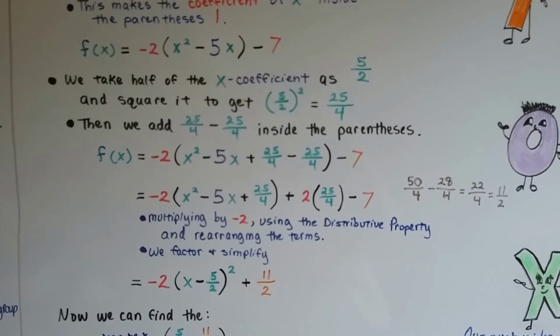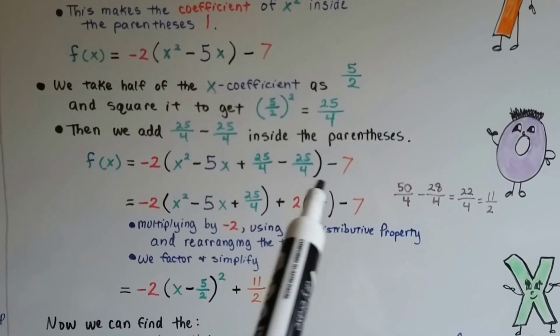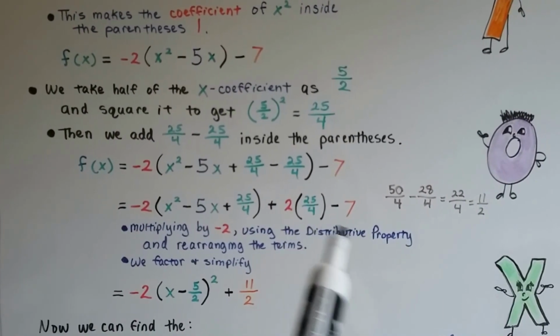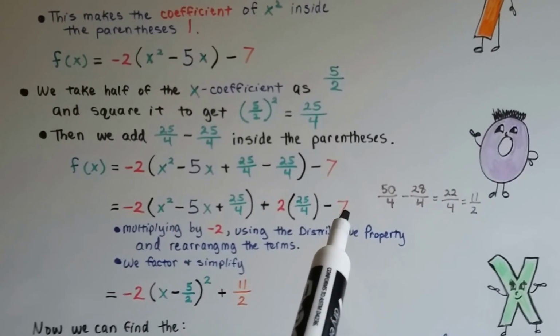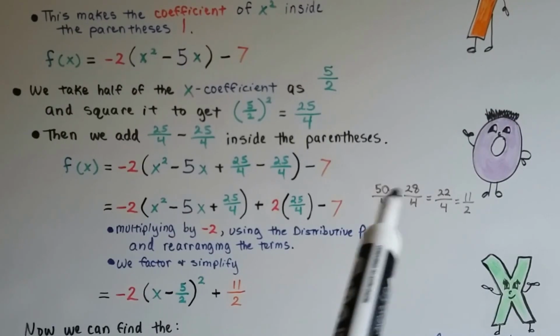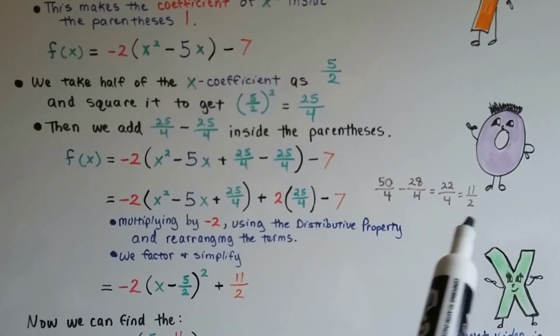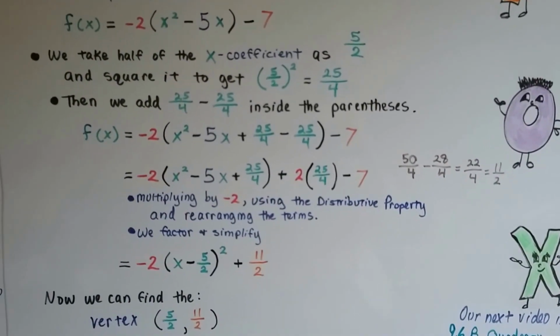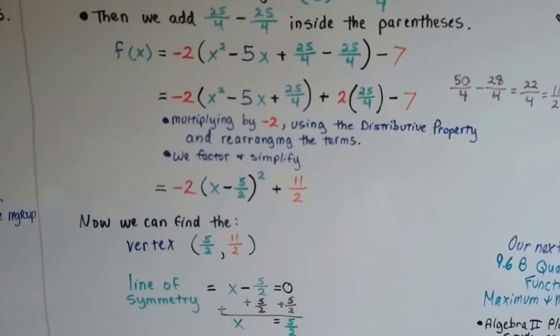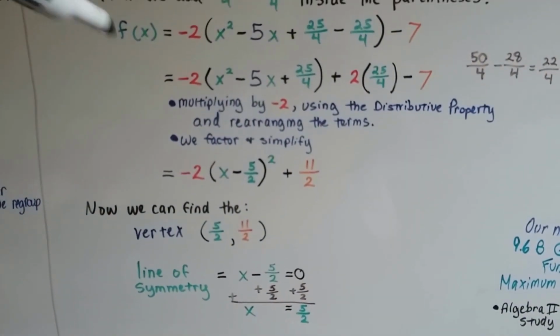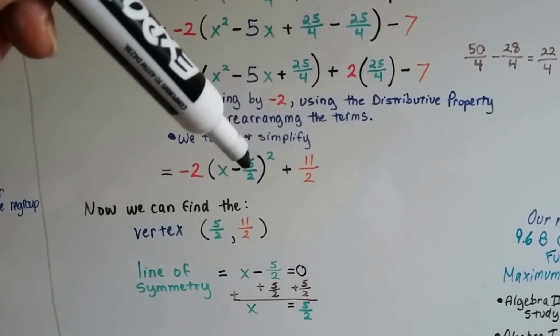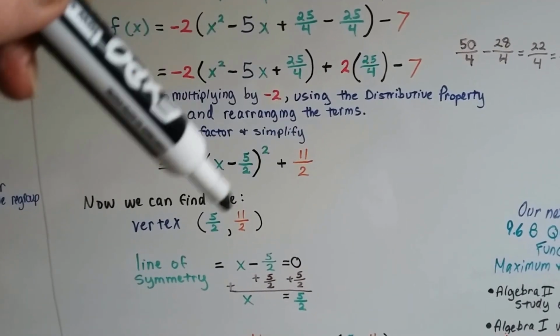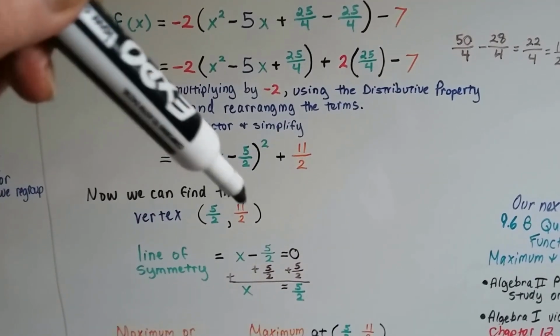And we factor and simplify. This is going to give us a 50 over 4, isn't it? And we can rewrite this as 28 over 4. And when we subtract them, we get 22 over 4, which is 11 halves. See? That's how I got that for our k value. So now we can find the vertex. We've got 5 halves and 11 halves. That's the point where the vertex is.